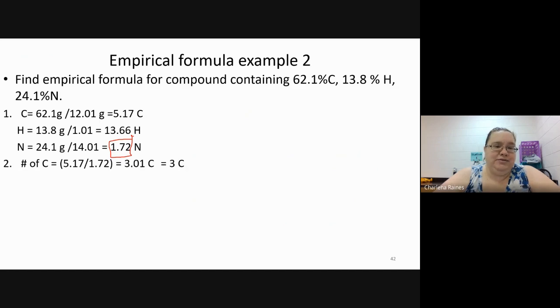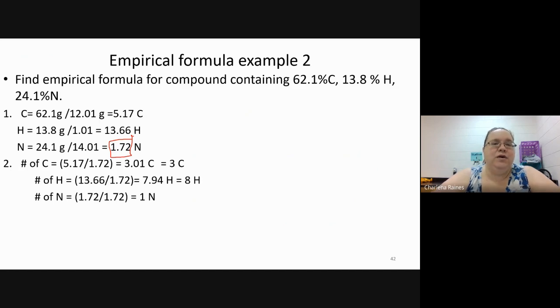So 5.17 divided by 1.72 gives me 3, or something that's really close to 3. Hydrogen, I get 7.94, which is really close to 8. And my nitrogen, well, a number divided by itself gives me 1. Those numbers become my subscripts. This is telling me I have a ratio of 3 carbons to 8 hydrogens to 1 nitrogen. So my chemical formula would be C3H8N1, or just N.